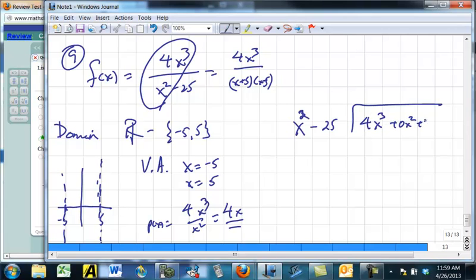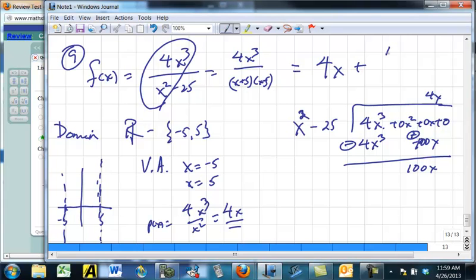0x squared, 0x, 0 here. So 4x cubed divided by x squared is 4x, times that is 4x cubed minus 100x. Change the signs and add. That's 100x. That's it. So when this works out, this could also be written as 4x plus 100x over x squared minus 25.